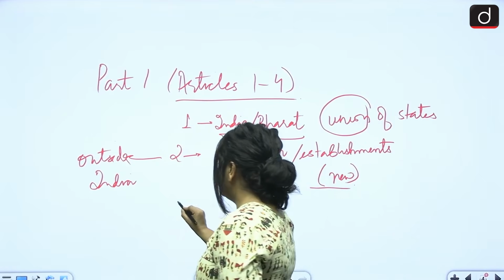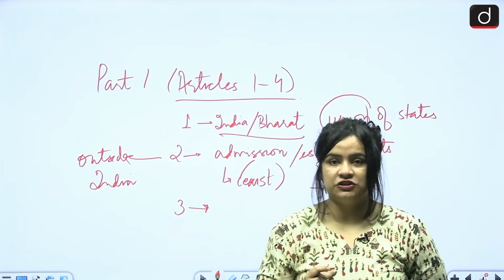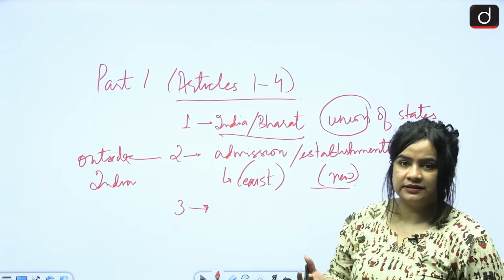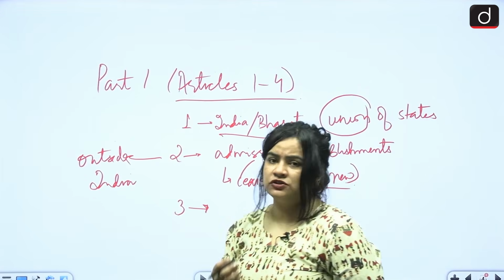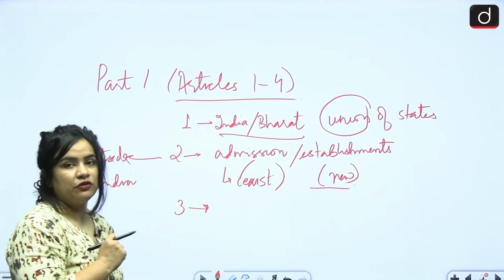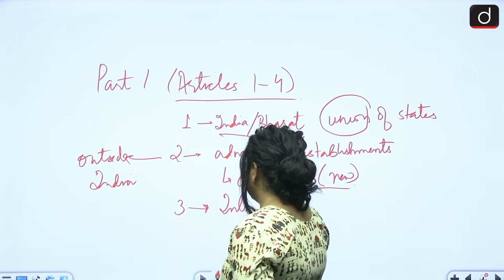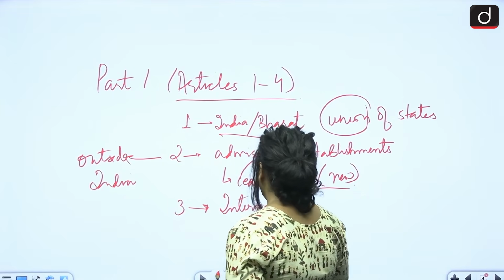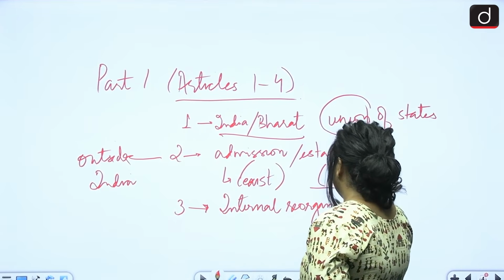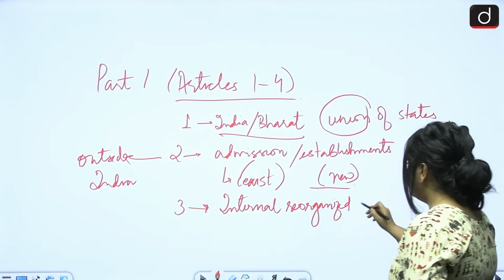Then there is Article 3, which talks about internal reorganization, meaning this also talks about formation of states or changing of boundaries or changing of names of the states, but very much within the Union of India. So this deals with internal reorganization. How can new states be formed? How is a union internally reorganized? By formation of new states. How can new states be formed?